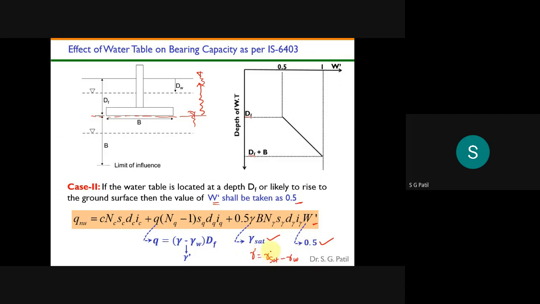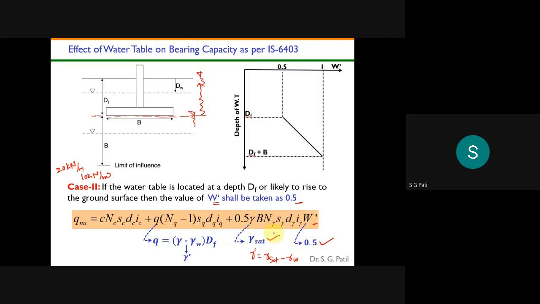Usually the saturated unit weight will be around 20 kilonewton per meter cube. If you reduce by the unit weight of water, that will be around 10 kilonewton per meter cube. So that means half is reducing here. The same thing we are multiplying here.